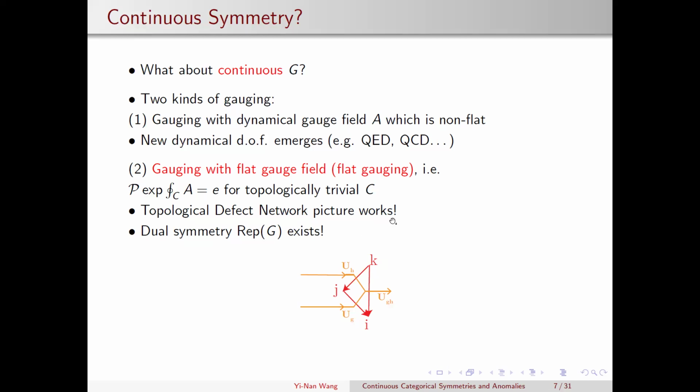Okay. Can I ask a question? Do you make any assumption about G being a compact Lie group or no? Yeah. For the purpose of this talk, I'm going to be restricted to compact Lie groups. But you can also talk about groups like R. It's just that there's no unitary faithful representation. Yeah, that's the only problem.